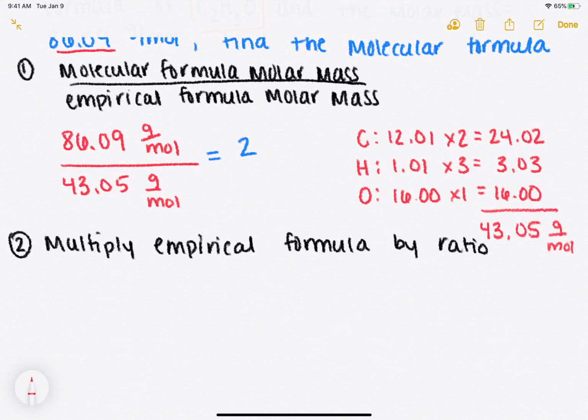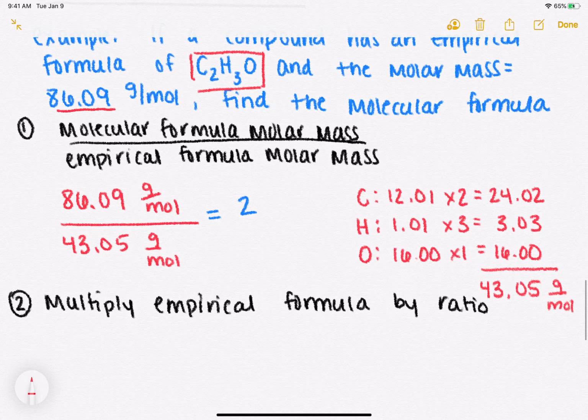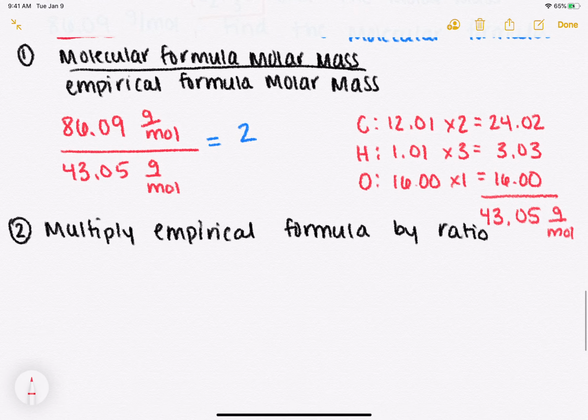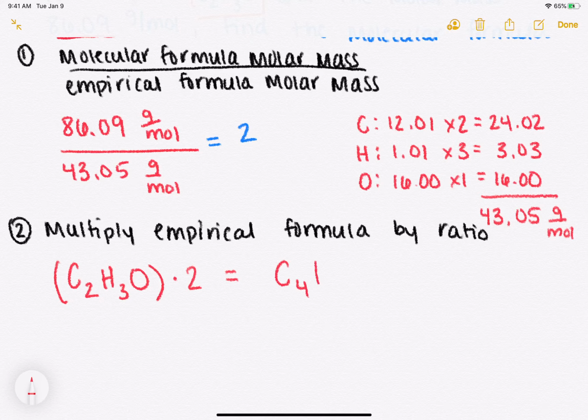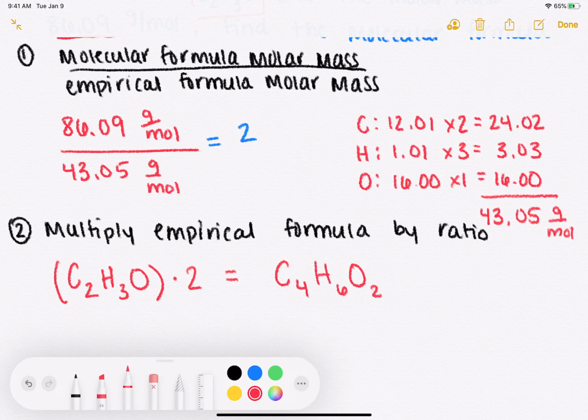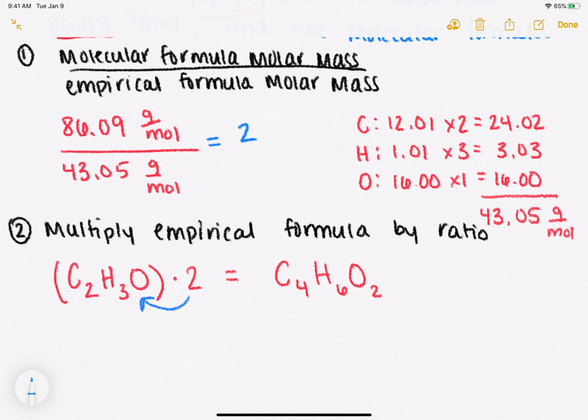So our empirical formula is C2H3O, and we're going to multiply that by 2 to get C4H6O2. So see how we multiplied each of these atoms by 2. And that is our molecular formula.